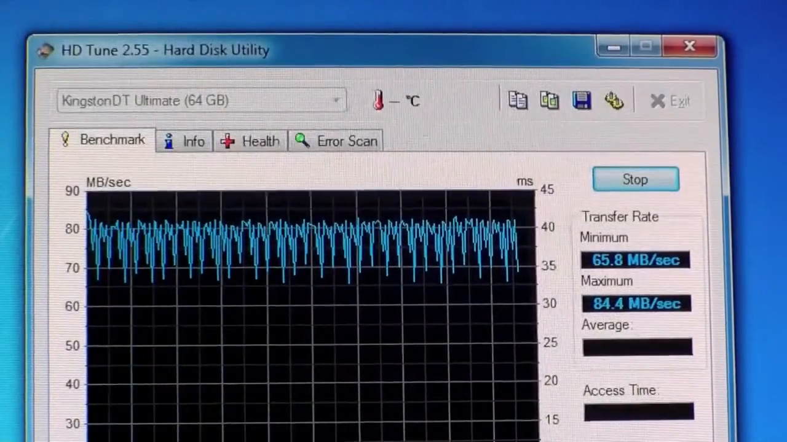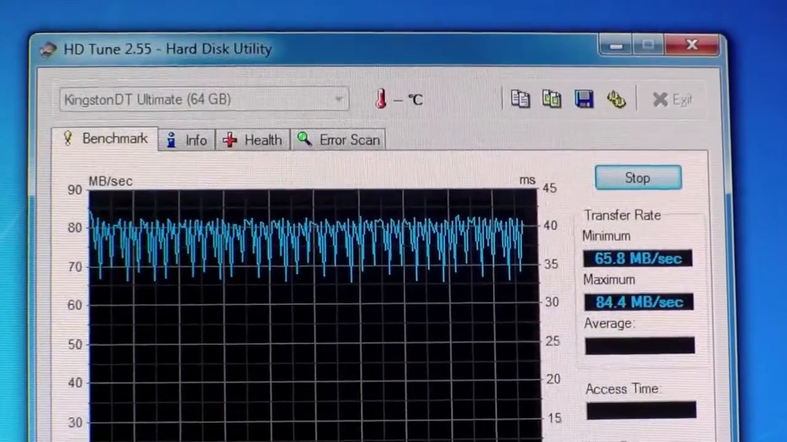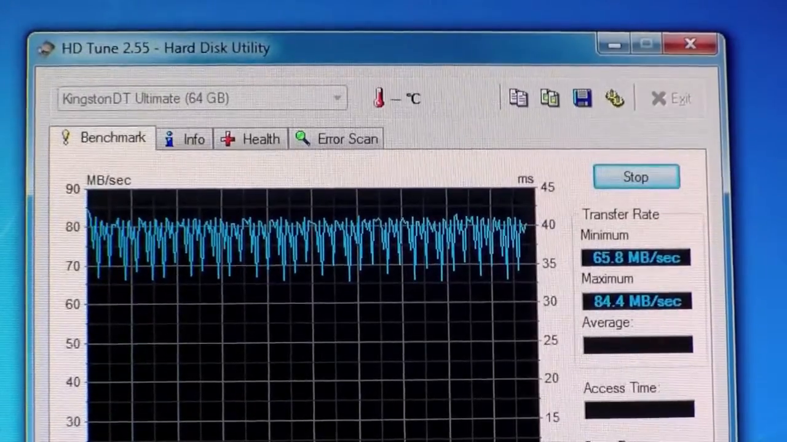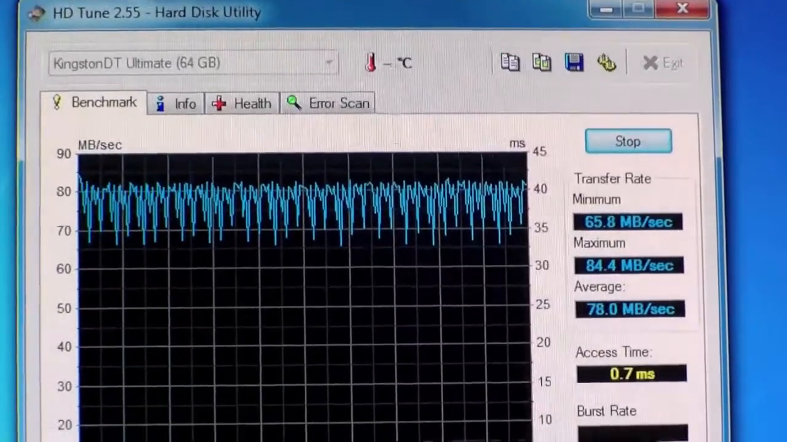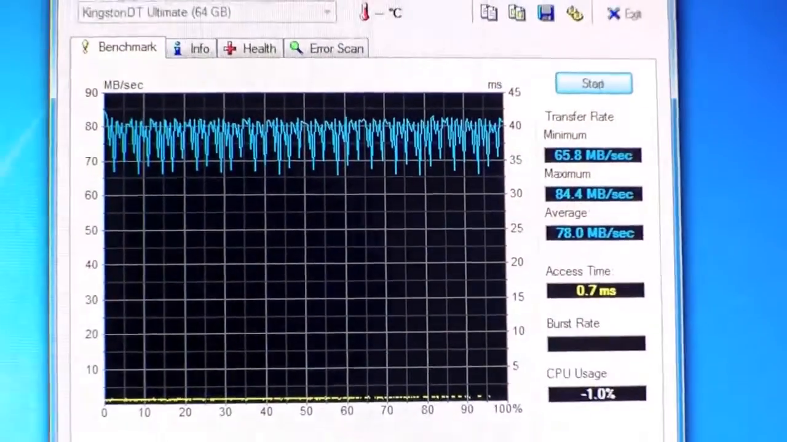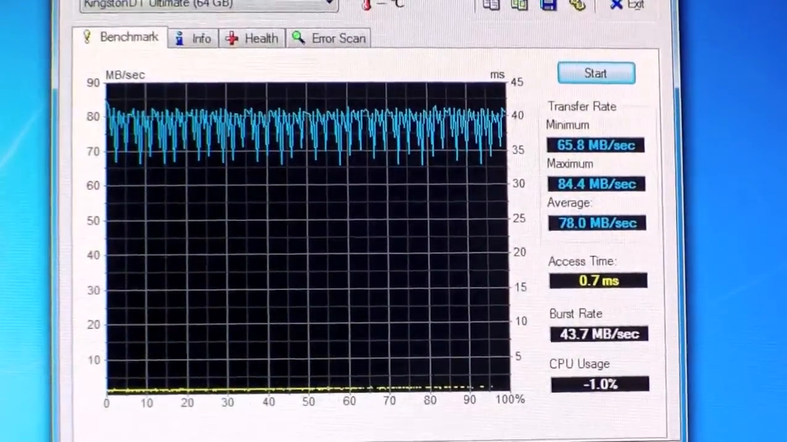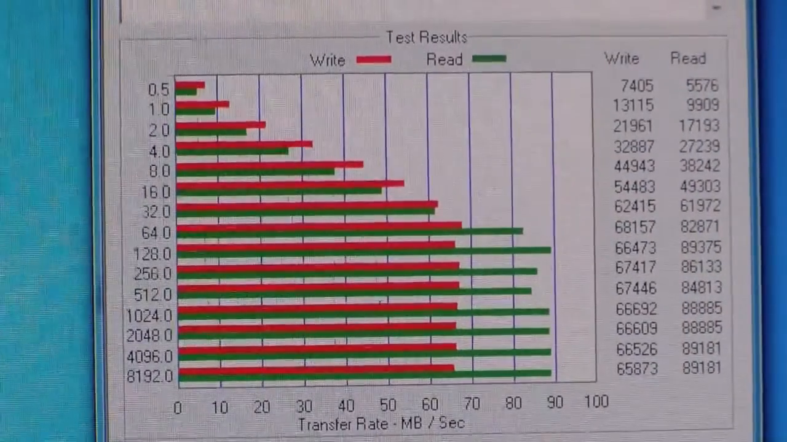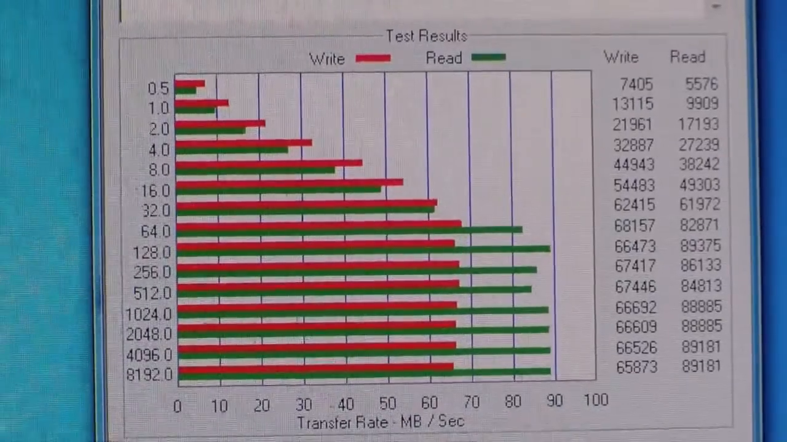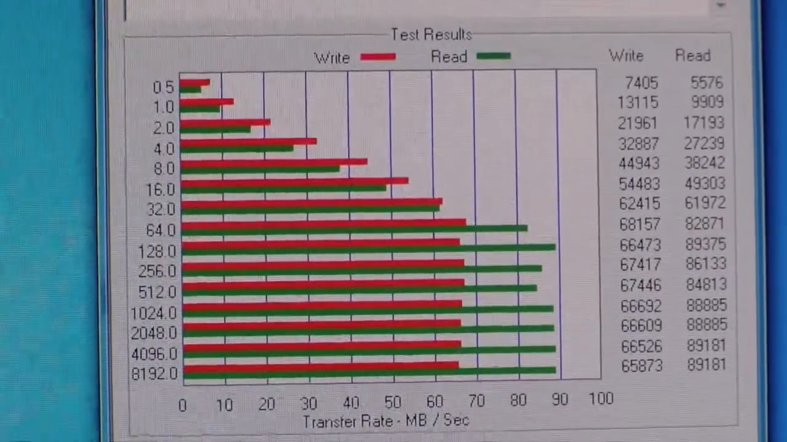So let's have a look at the speed, and I think that's the most important thing. I have started HDTune 2.55 and the minimum speed is 65.8, the maximum 84.4, and the average is 78. And right here we have the result of the Atto benchmark, and here you can see all the read and write specs.